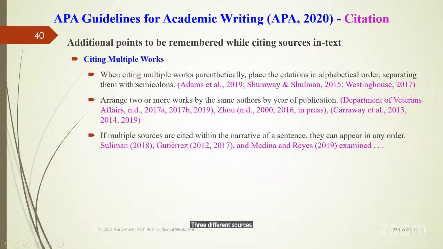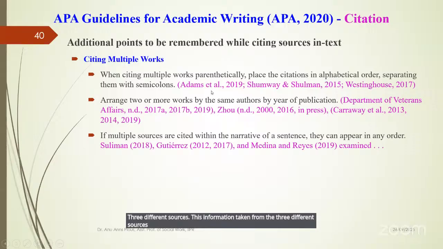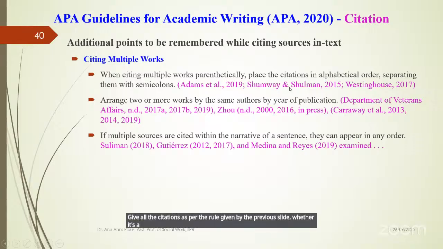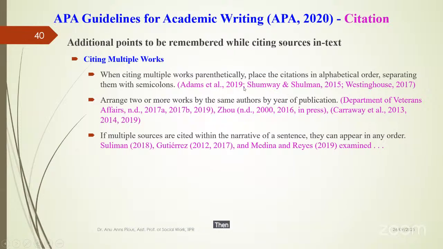This information is taken from 3 different sources, and I have to give the citation for all 3 different sources inside the parenthesis. In that case, at the end of the sentence, before the full stop, give all the citations as per the rule given by the previous slide, whether it's 1 author, 3 authors, or more than 2 authors. Then each source of citation, you need to single order here. So this is the one basic additional rule.